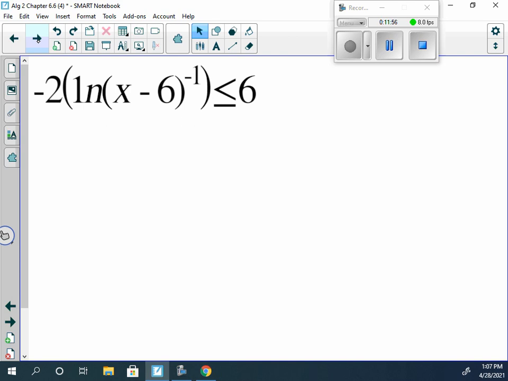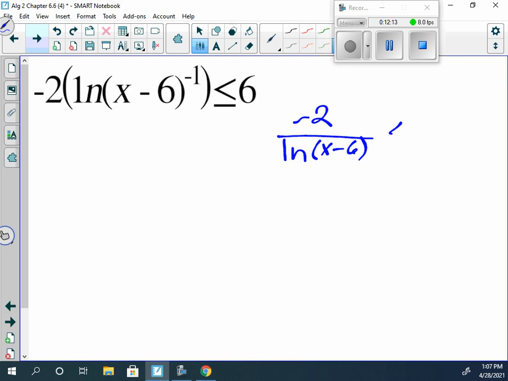Now again, just like with the last one, the negative 1 is attached to the x minus 6 because we need that to happen. If it's attached to the natural log, really what we're saying is that we have negative 2 over the natural log of x minus 6 is less than or equal to 6. This will make it an entirely different problem that we would have to solve. So we're not going to solve it that way.